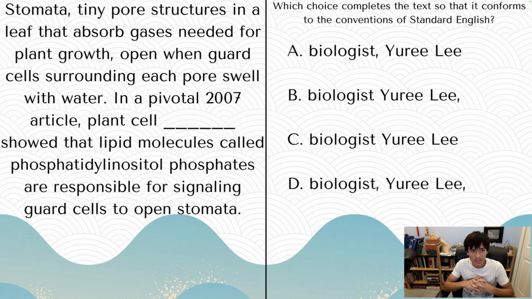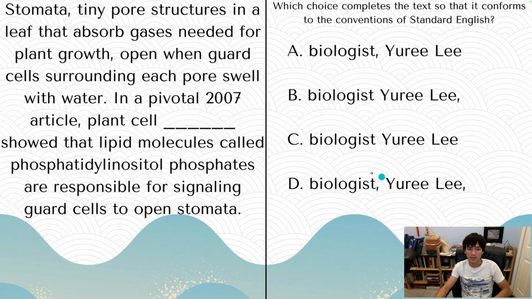Tiny pore structures in a leaf that absorb gases needed for plant growth open when guard cells surrounding each pore swell with water. In a pivotal 2007 article, Plant Cell blank showed that lipid molecules called phosphates are responsible for signaling guard cells to open stomata. So which one of these would be correct? Well, actually we had a similar one right before this. It would be C, okay, because once again a comma would separate the ideas and this would not turn into its own idea anymore, okay?